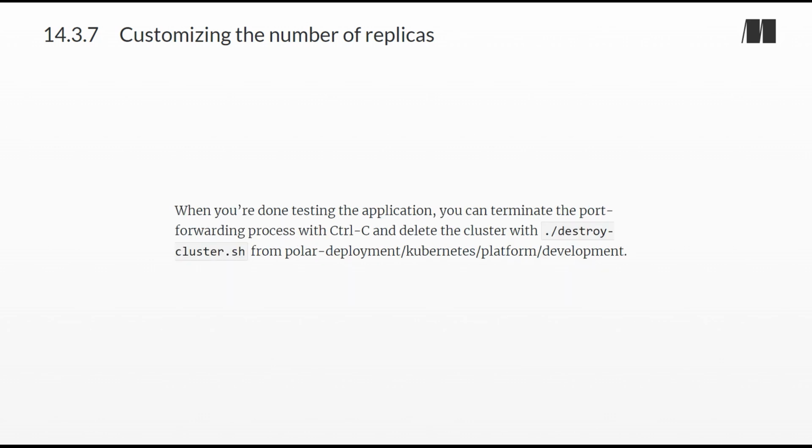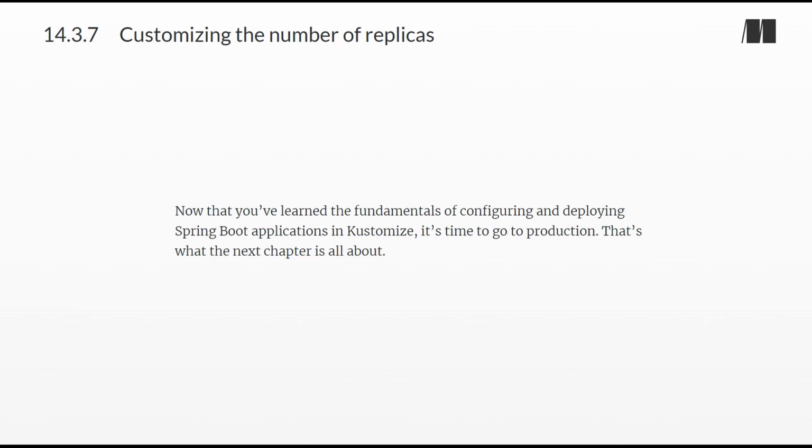When you're done testing the application, you can terminate the port forwarding process with Ctrl+C and delete the cluster with ./destroy_cluster.sh from polar-deployment/kubernetes/platform/development. Now that you've learned the fundamentals of configuring and deploying Spring Boot applications with Kustomize, it's time to go to production. That's what the next chapter is all about.